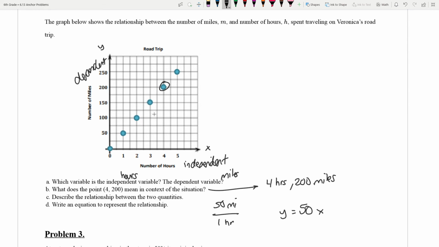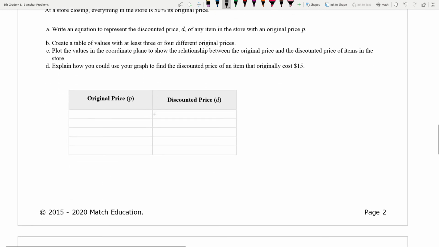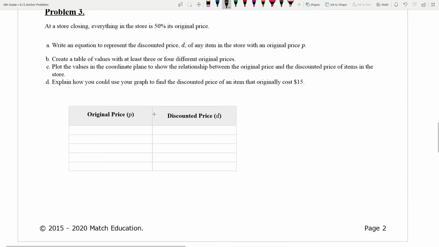Works for me. At a store closing, everything in the store is 50% off its original price. Write an equation of the discounted price D of any store item with original price P. Well, your discounted price is always equal to 50%, so 0.5 times the original. Could you, if you wanted to be ambitious, write D equals 1/2 P? Yeah, ambition's good. You can write the fraction too. Create a table of values with at least 3 or 4 different original prices. Well, that would be boring if you created the same original prices.